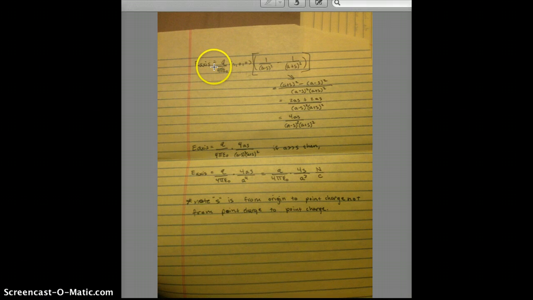And then for the E axis, I got Q over 4 pi epsilon naught times 1, 0, 0, and I brought it out right here and I cross multiplied. And so this is what I ended up with, and I implemented that into the equation right here because that's what it's times with. So it should be 4as over (a minus s) squared times (a plus s) squared. And if a is much greater than s, then you replace that, and that's your answer. And like I said, this is the note with the s. Thank you.